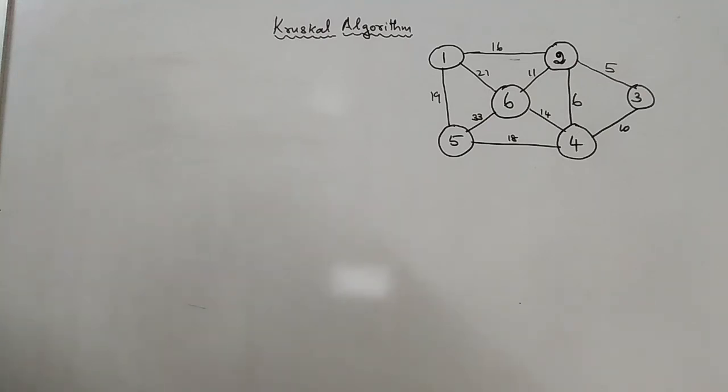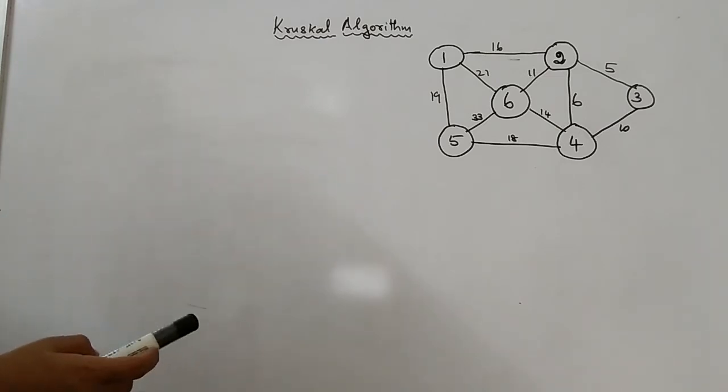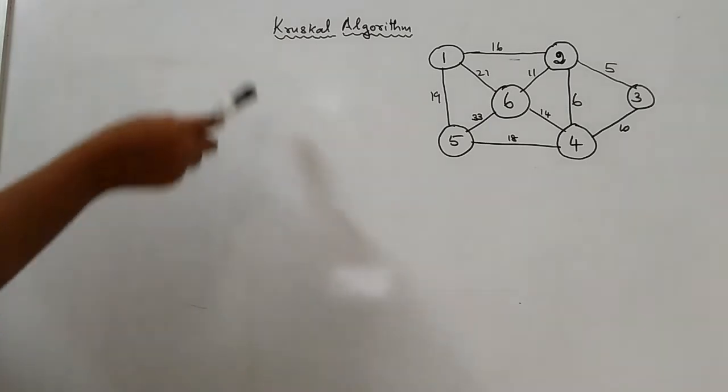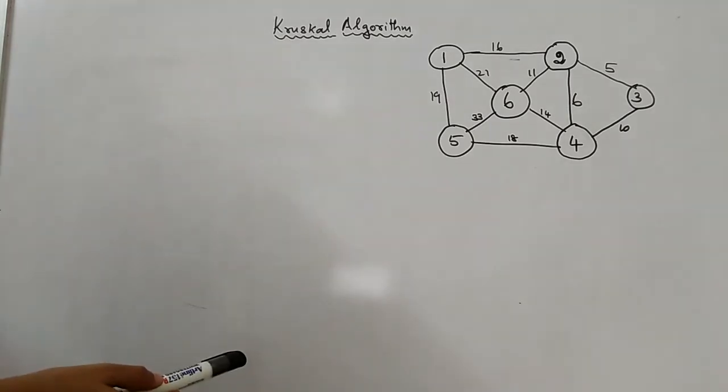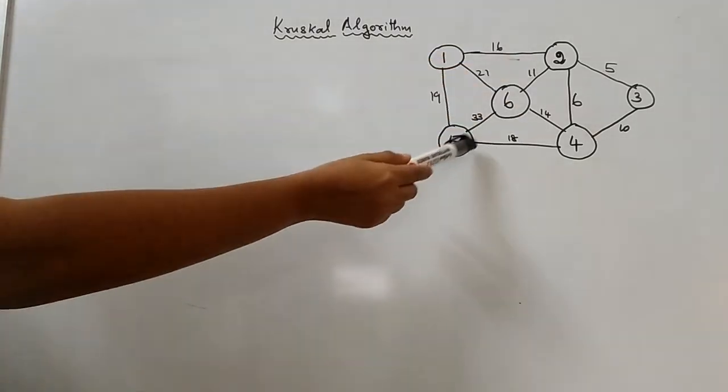Hi everyone. In this video, I am just going to discuss how to derive the spanning tree of minimum cost from a graph. I am going to derive the spanning tree of minimum cost using Kruskal's algorithm. For such a thing, at first I should look into my graph.